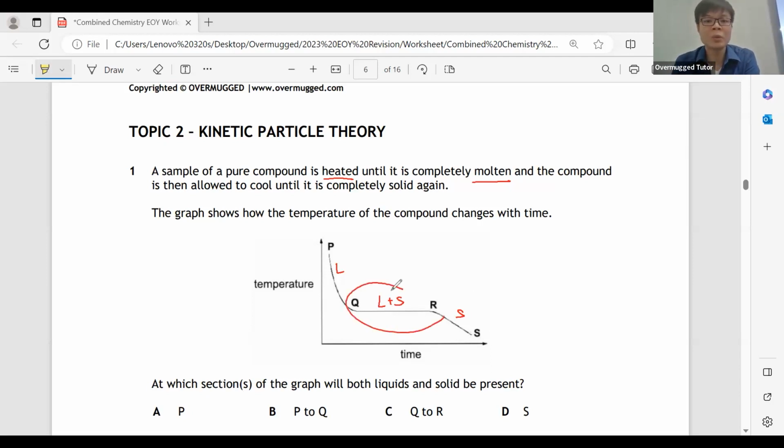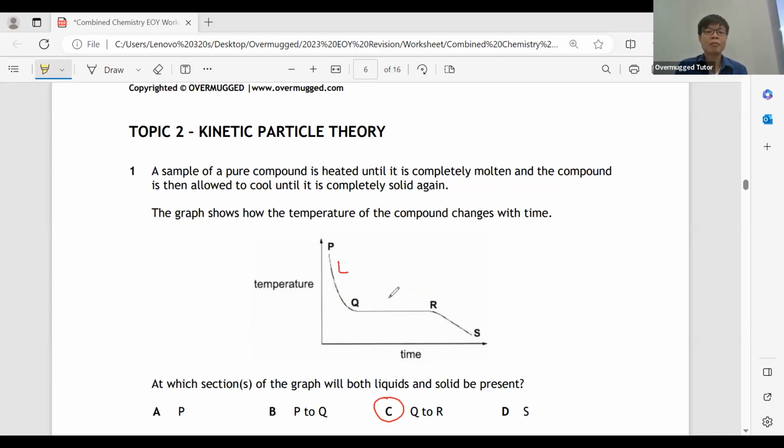Then now you may ask, why during a state change there is two states? For example, when the ice is melting, you will see both the solid and liquid, right? So during a state change, you will actually see two states. When water is boiling, you will see the steam and the water, both water and gas. So the answer for this will just be Q to R.